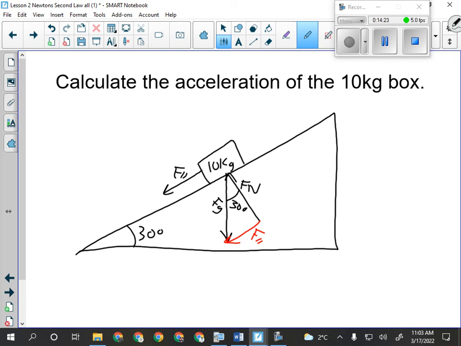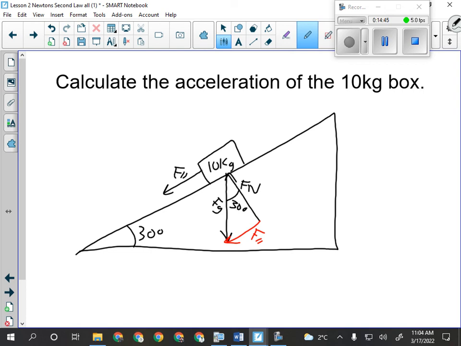Because all this box is going to do is move up the ramp or down the ramp. That's all that box can do. It's not going to fly off the ramp or fall through the ramp or do anything else crazy. Those are the only two things that it can do. Since this ramp is frictionless, I've just found the vector sum of all forces. F parallel is my net force.